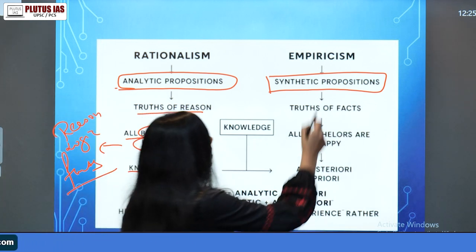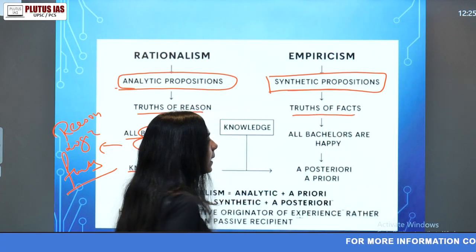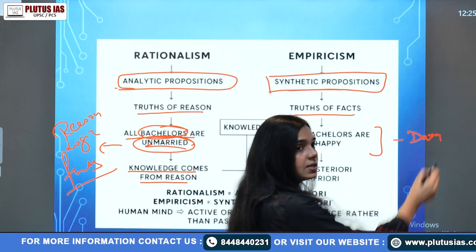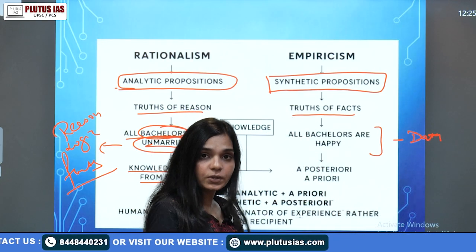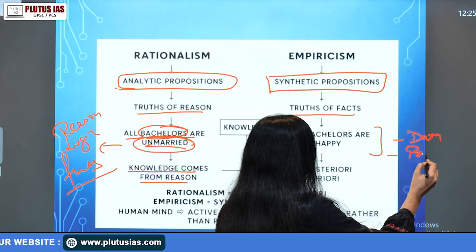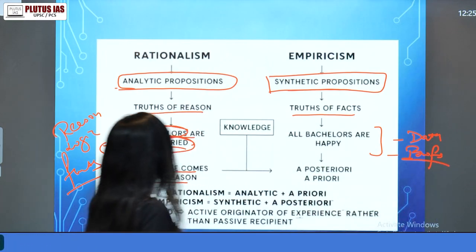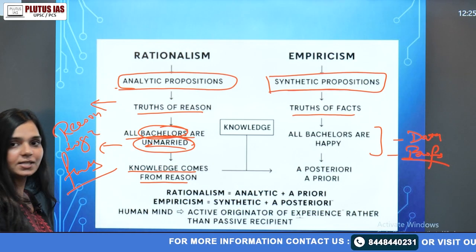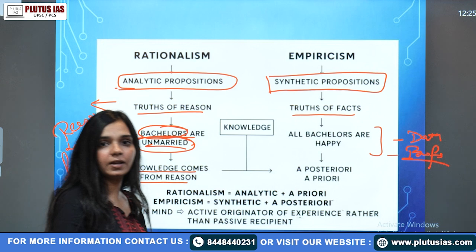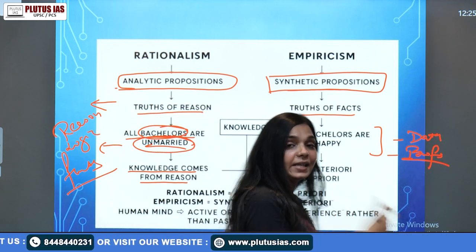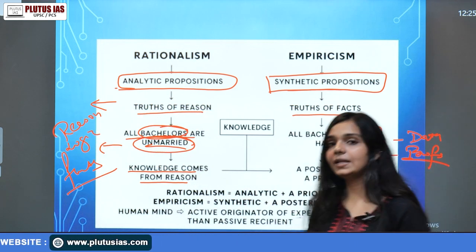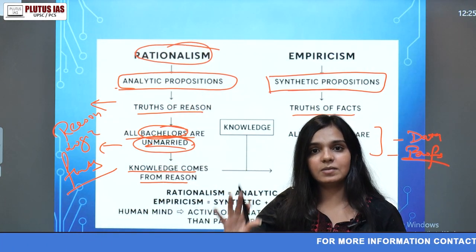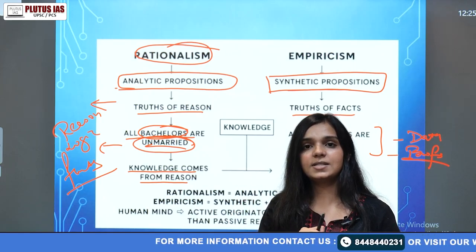And then there is empiricism, the synthetic proposition, the truth of facts, like all bachelors are happy. Now for this you have to go with the data, with the numbers, with the analysis, with the understanding, and there should be proofs for this, right? Now in rationalism I can prove that in philosophy optional it's very easy to score 300, right? If you are practicing enough, if you are dedicated towards your subject, if you are showing willingness, then it is falling under rationalism. Why? Because there is a truth of reason, there is a logic, there is a fact in this statement that I gave to you.